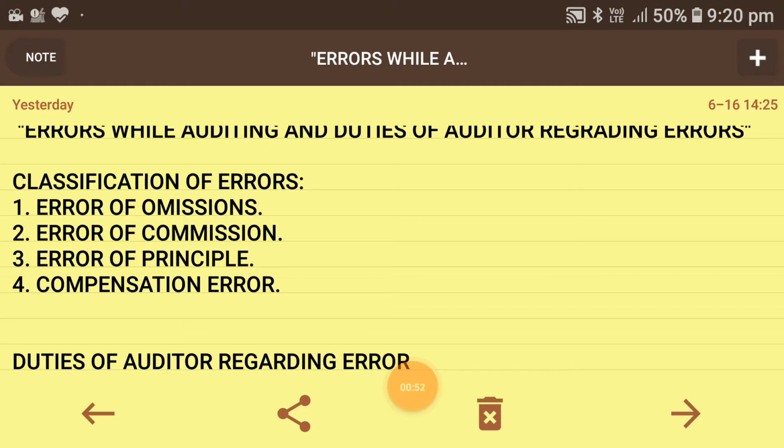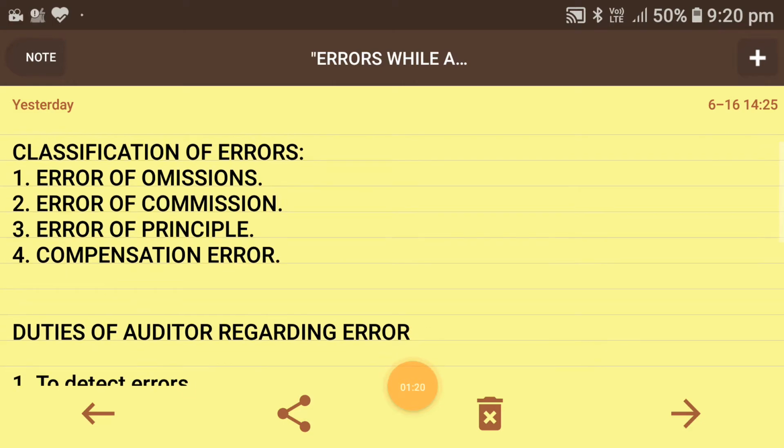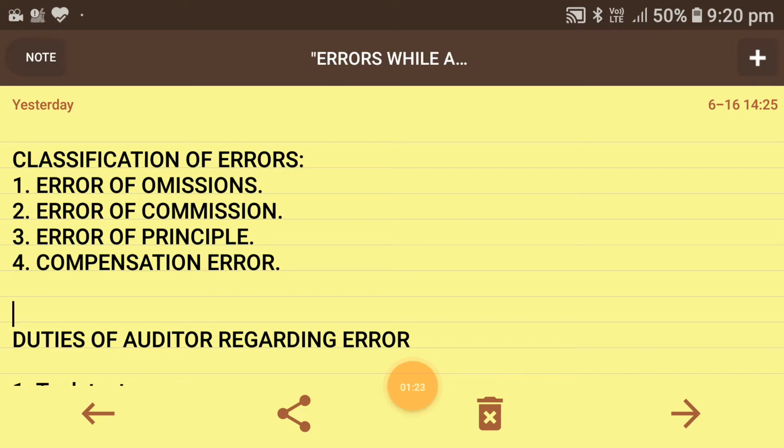If we talk about error of complete omission, it is when the accountant forgets to record the transactions in the subsidiary books or in the journal proper. We all know that there are 5 subsidiary books. So if the accountant forgets to record the transactions in the subsidiary books, then it is an error of omission. Subsidiary books here means sales book, purchase book, sales return book, purchase return book, as well as journal proper.